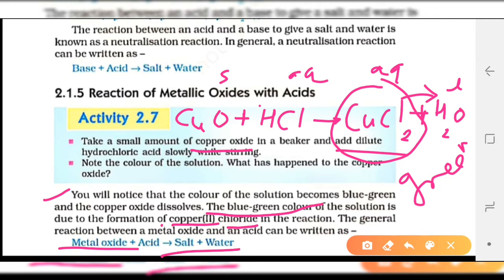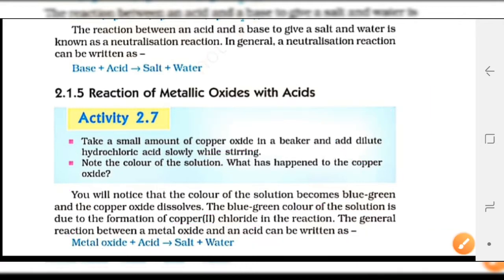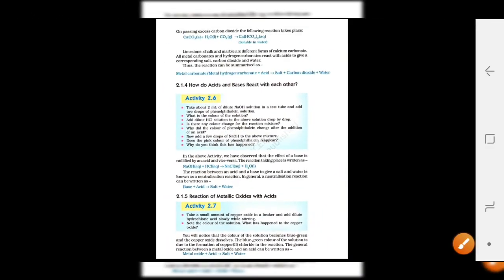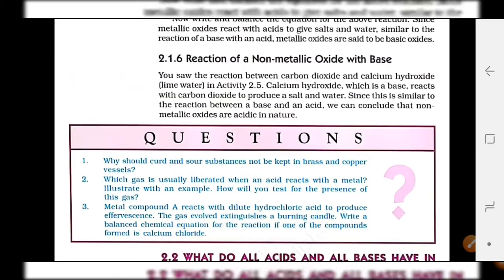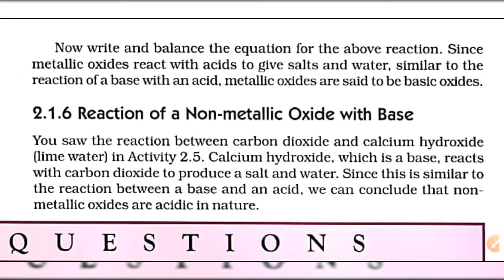So here, when a metal oxide reacts with the acid, you have to note this down: metal oxide when reacted with the acid gives the salt of that metal as well as water. Hope you have understood the reaction of metallic oxides with the acids. The next point is given here. Now write and balance the equation for the above reaction.